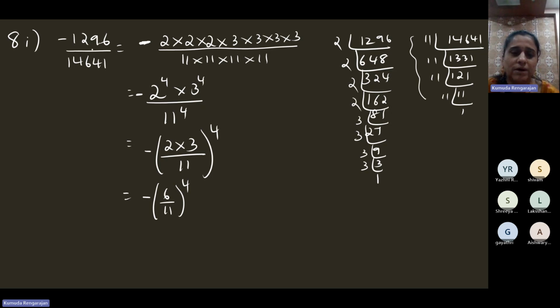We have found the prime factorization of 1296 and 14641. So 1296 you can see in the numerator, and 14641 in the denominator. So 2 power 4 into 3 power 4 by 11 power 4. All of them have the same power 4, so write them as whole power 4. 2 into 3 by 11, the whole power 4. 2 into 3 is 6, 6 by 11 to the power 4. Minus of 6 by 11 to the power 4.